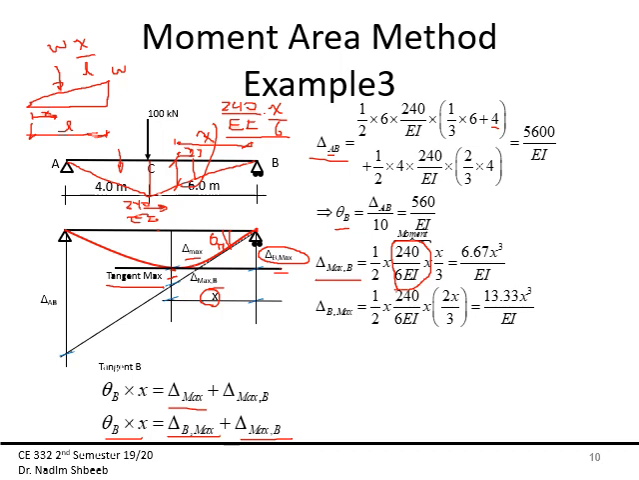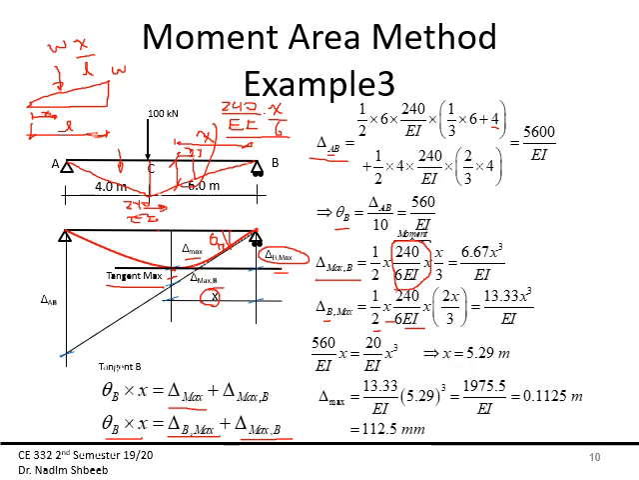If I want now the moment about B, still 1/2 times x, still 240 over 6EI times x, times 2/3 x over x. And this is going to be 13.33 x cubed over EI. So now I can use this equation in which theta B times x, which is 560 over EI times x, is going to be the addition of these two, which is going to give me 20 over EI x cubed. So the only unknown here is x, so x is 5.296 meters. And since this is less than 6, my assumption is correct.